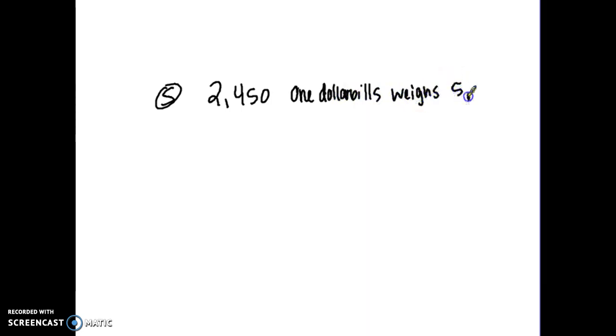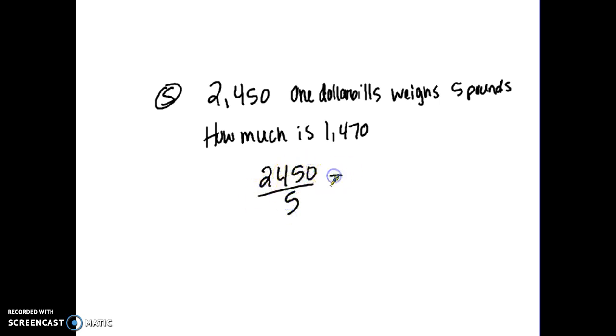says a stack of 2,450 $1 bills weighs 5 pounds. So 2,450 $1 bills weighs 5 pounds. We want to know how much does a stack of 1,470 weigh. 1,470. So we need to set up a proportion. Remember, whatever you put on top on the left side is the same unit you have to put on top of the right side. So if it's 2,450 $1 bills weigh 5 pounds, we want to know how much is 1,470.